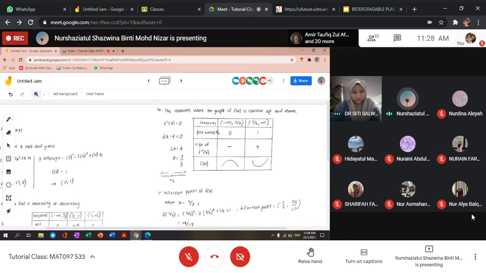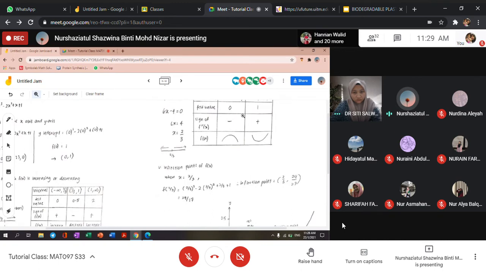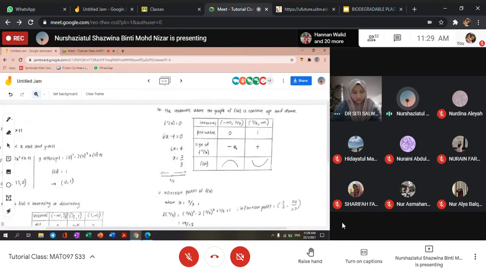So for the test value for the first interval, the same as before, I also choose 0 as the test value. And for the second, I choose 1. And then I substitute all of these values into f double prime x. I will get a negative value, which means the graph of f(x) is concave down. And for the second interval, I got a positive value. That means the graph is concave up.